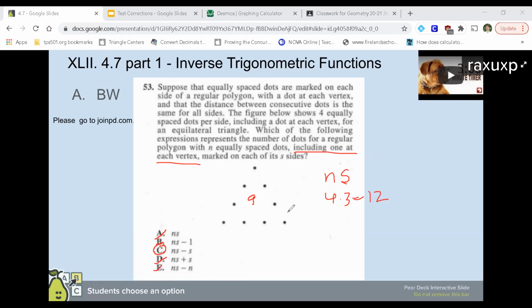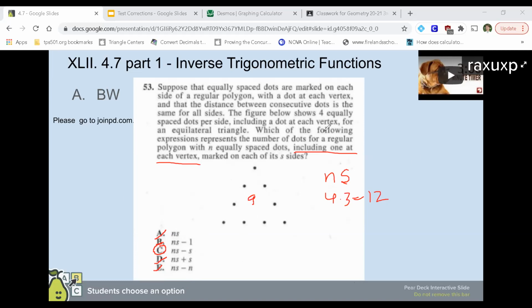So really, if you just use the example and test the formulas against how many dots it has, you'll get the answer. You could also think the idea here is I'm doing n times s to get the total number of dots, but since 1 is included at each vertex, that means for each side, I have 1 that's being double counted. So if I subtract 1 for each side, minus s, then you'll get the true number of dots. Isn't that cool? Yeah, that's a cool one.